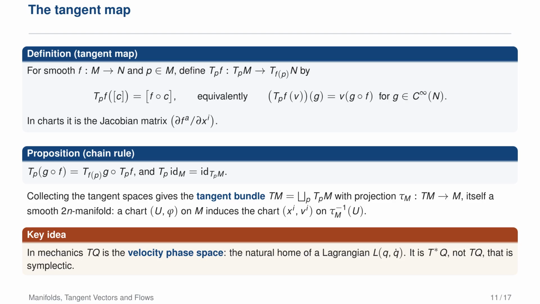Collecting the tangent spaces gives the tangent bundle TM, with projection tau M down to M. The bundle is a smooth manifold of dimension 2n because a chart on M induces a chart on TM with coordinates xi and vi. In mechanics, TQ is the velocity phase space, the natural home of a Lagrangian L of q and q dot. But it is T star Q, not TQ, that is symplectic.